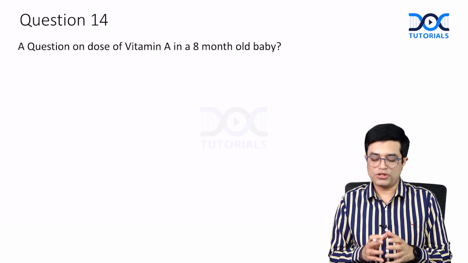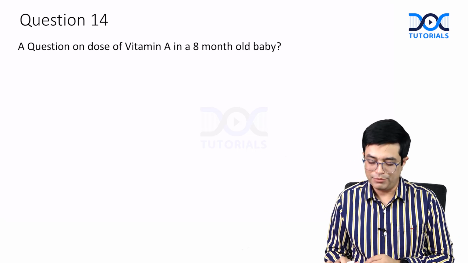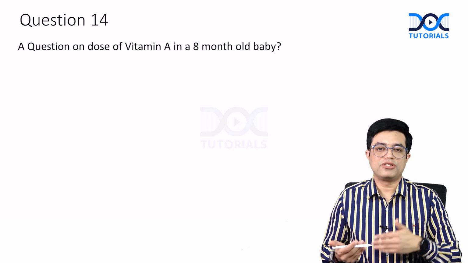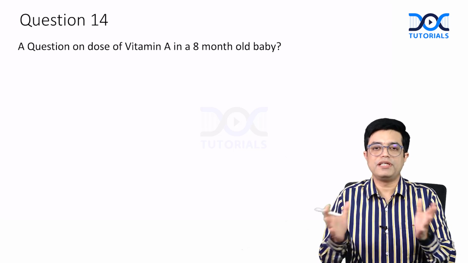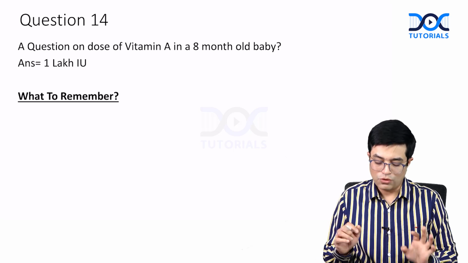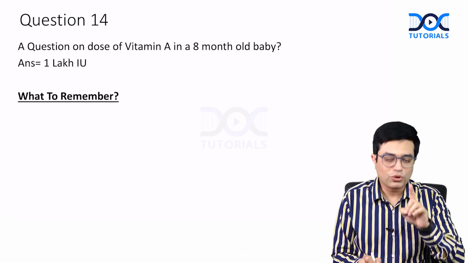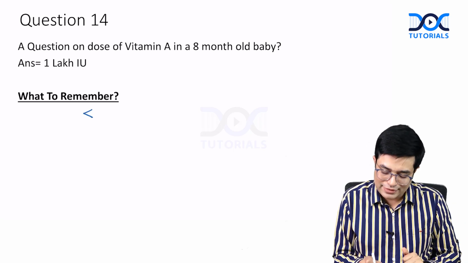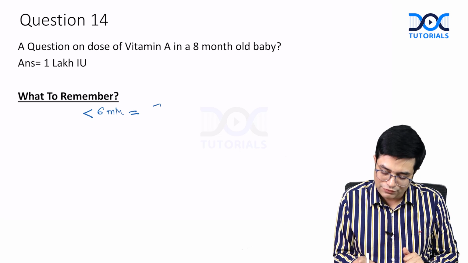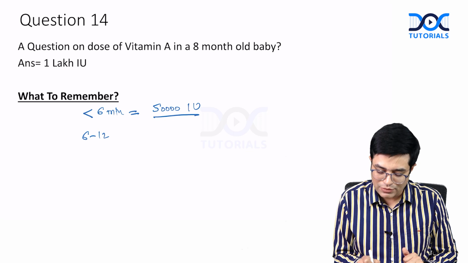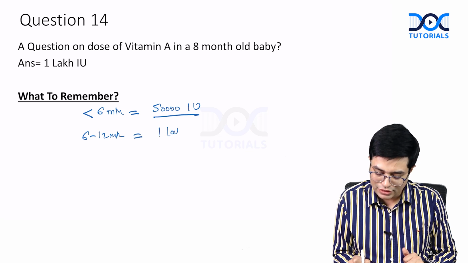Question number 14, a question on the dose of vitamin A in an 8-month-old baby. If they don't mention anything else, obviously, if the weight or other things are mentioned, there can be variations of the question. But if they ask simply, the answer will be 1 lakh international units. What is to remember? See, if you have to give a mega dose of vitamin A in vitamin A deficiency state, less than 6 months of age, the dose is 50,000 international units per dose. If it is 6 to 12 months, it will be 1 lakh international units.